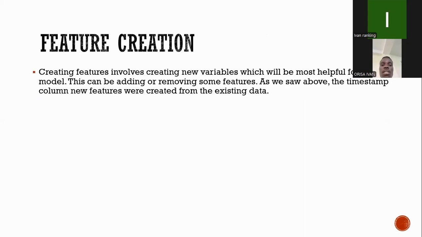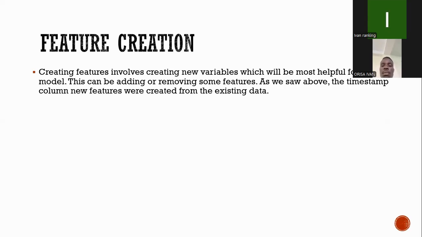So when we talk about feature creation, what does it mean? Creating means building something, innovating something. So creating features involves creating new variables which will be most helpful for our model. We create new variables from the data that we have. These new variables can be used in the data. This can be done by adding or removing some features from the data.